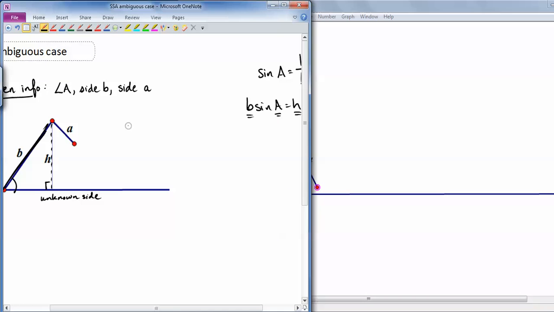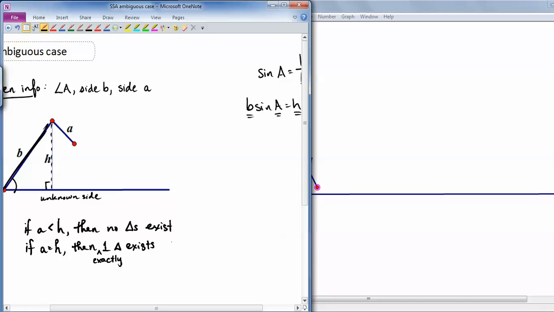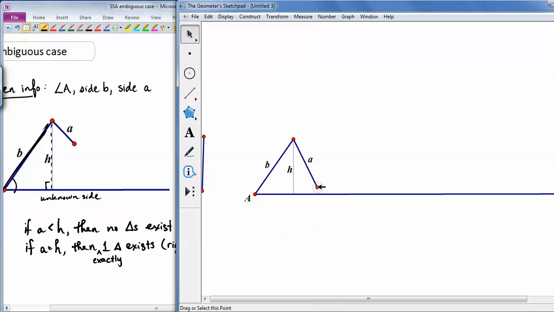So over here, I'm going to write out our scenarios. If a is small, in other words, if a is less than the height, then no triangles exist. And if a equals the height, then we get exactly one triangle. In that case, it's going to be a right triangle because a is the height. Okay, so let's come back over here and see what happens.